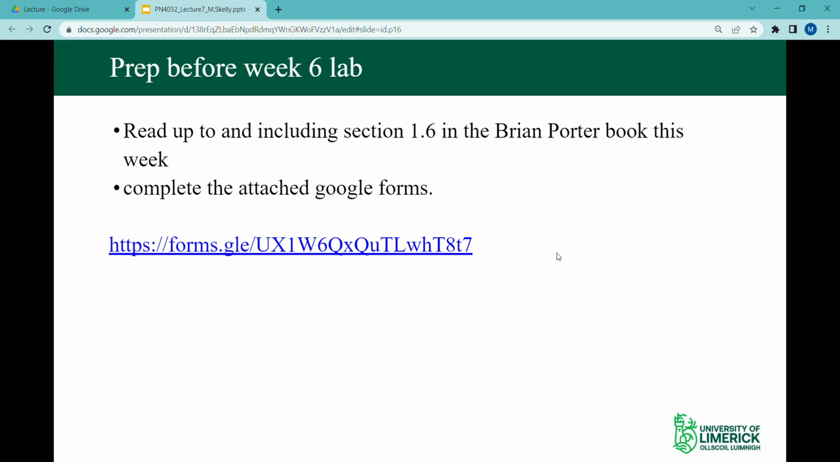Okay, so that Google Forms is very simple. There's only 3 little questions on it, and it's based on what's taking place in this lecture, and it's going to set you up really well for the labs in week 6. Okay, it's important that you get a bit of external reading here. So up to section 1.6 in the Brian Porter book will be very beneficial to you, and it's what I'm asking you to do. Okay, so thank you very much, lads.